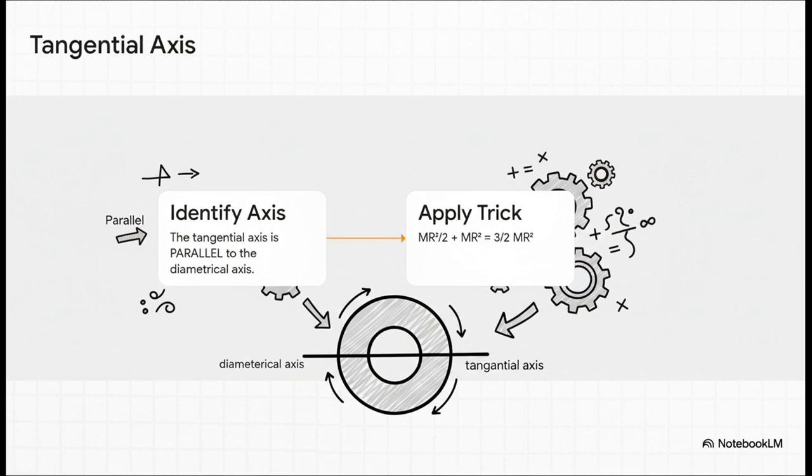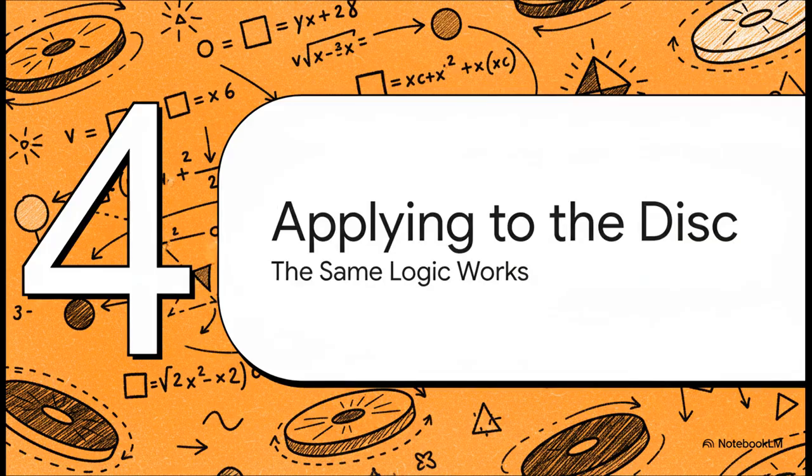So we take that result, mr squared over 2, and we use our parallel axis trick, add mr squared. This gives us our final formula, 3 over 2 mr squared. See how easy that was? We just came up with 3 new formulas from one single base formula and 2 simple rules. So let's try it with a disk and see how the pattern continues. It works just as beautifully.